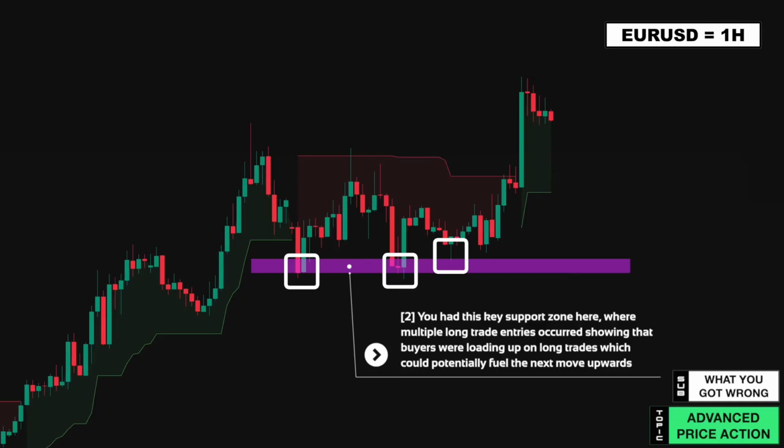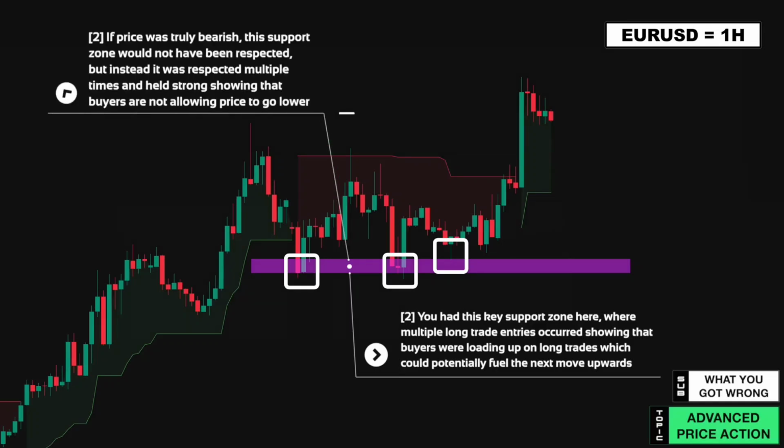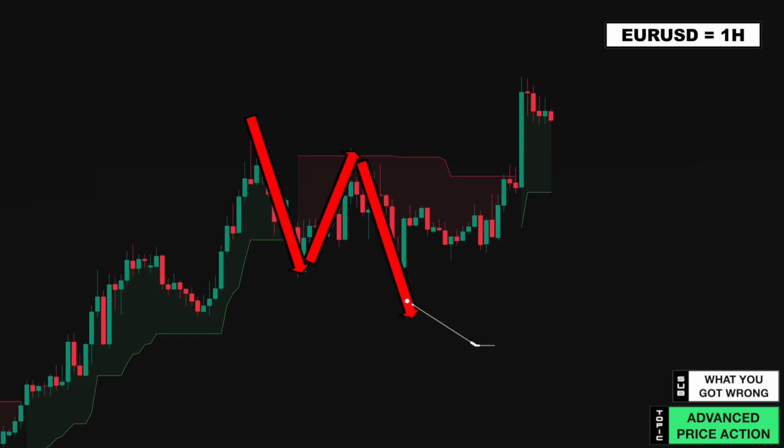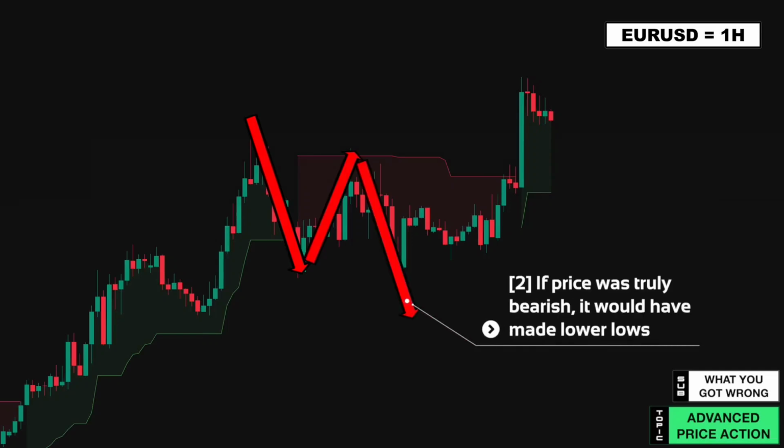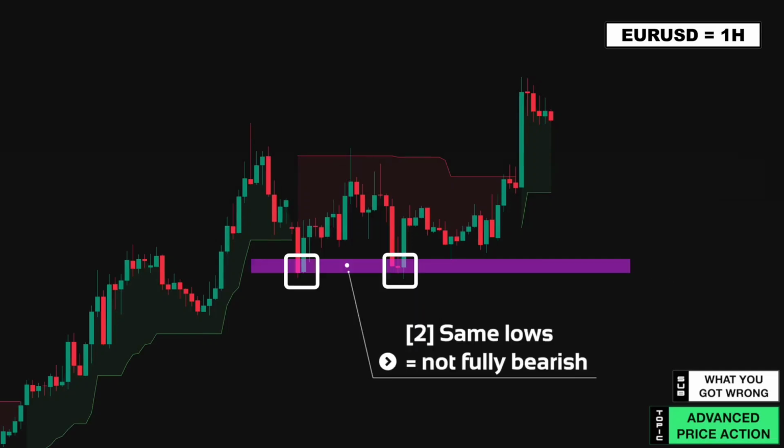If price was truly bearish, this support zone would not have been respected, but instead it was respected multiple times and held strong, showing that buyers are not allowing price to go lower. If price was truly bearish, it would have made lower lows instead of same lows. 3.